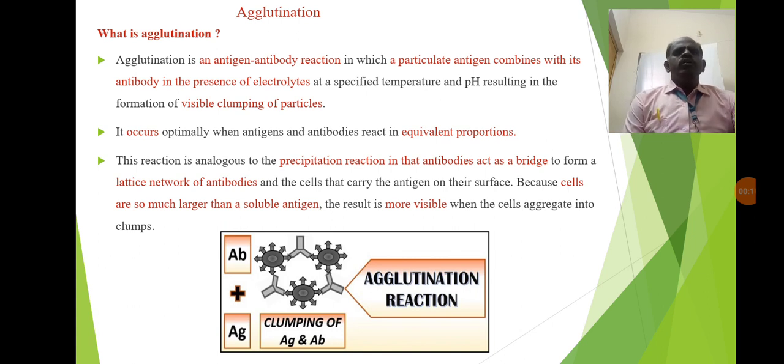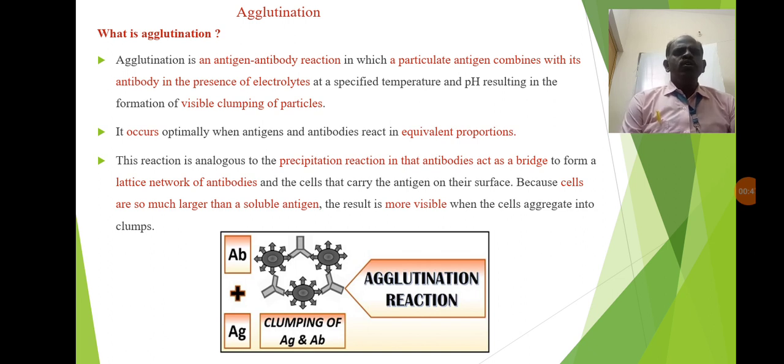To begin with, what is agglutination? Agglutination is an antigen-antibody reaction in which a particulate antigen combines with its antibody in the presence of electrolytes at a specified temperature and pH, resulting in the formation of visible clumping of particles. It occurs optimally when antigens and antibodies react in equivalent proportions.